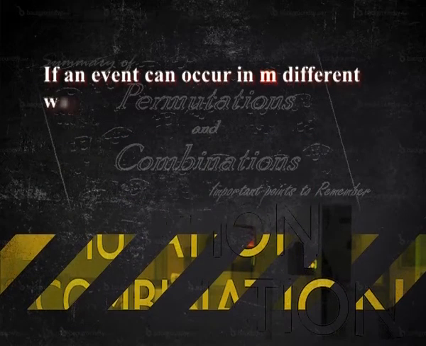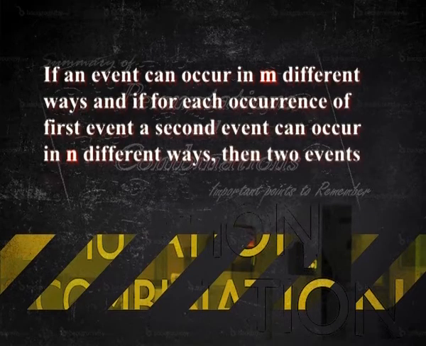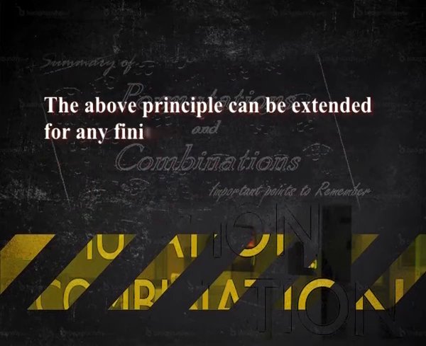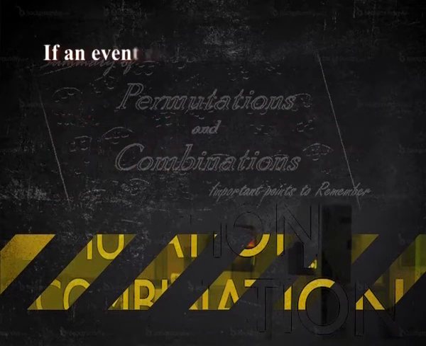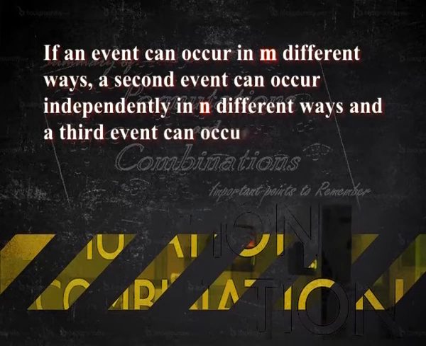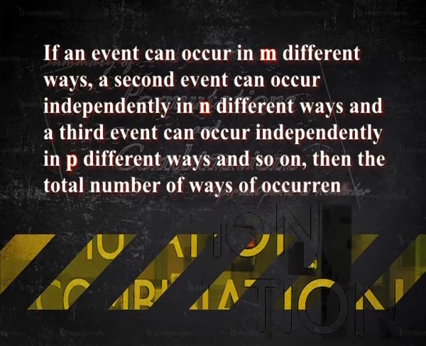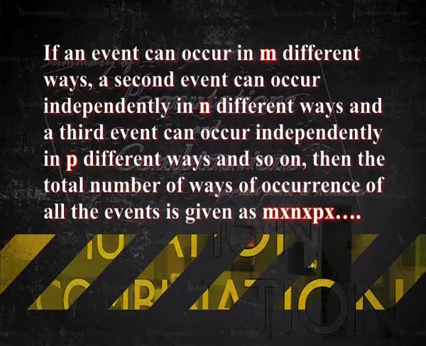If an event can occur in m different ways, and if for each occurrence of the first event, a second event can occur in n different ways, then two events in succession can occur in mn different ways. The above principle can be extended for any finite number of occurrences of events and may be stated as: if an event can occur in m different ways, a second event can occur independently in n different ways, and a third event can occur independently in p different ways, and so on, then the total number of ways of occurrence of all the events is given as m into n into p, and so on. This is called the multiplication principle.